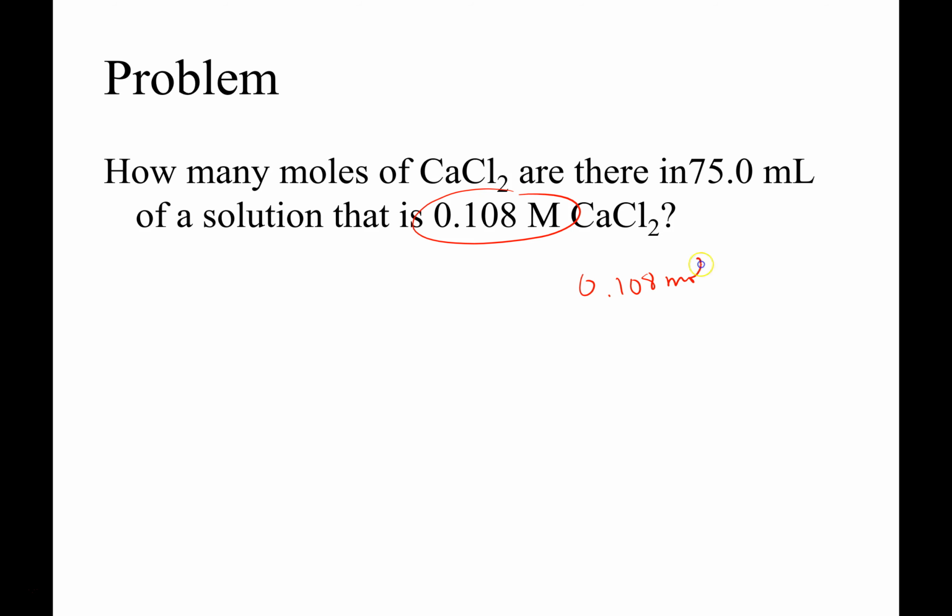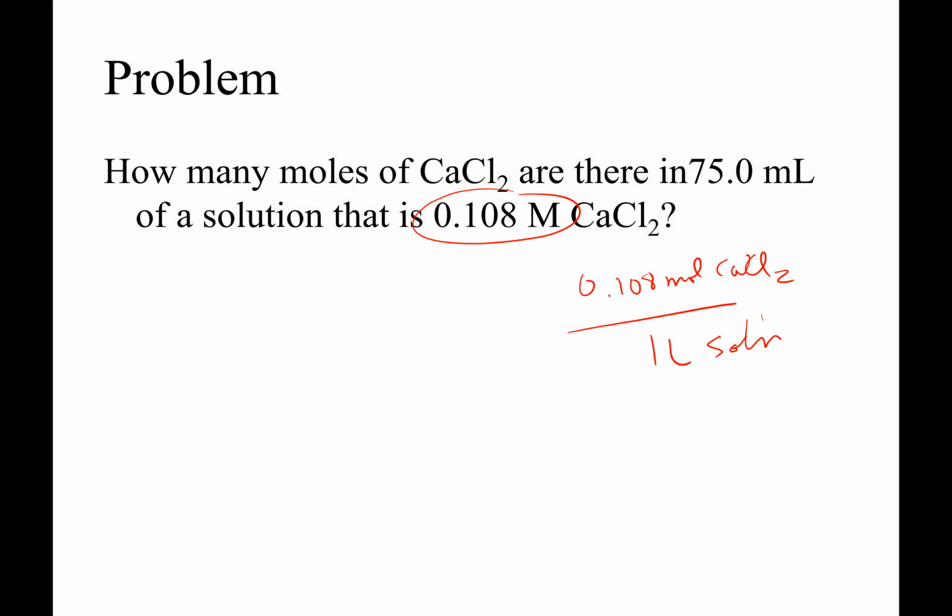0.108 moles of the compound CaCl2 per 1 liter of solution. And there's a pattern here. When I work these problems, I hold my molarity for a later term. One of my first terms is going to be what's specific to this problem, 75.0 milliliters.